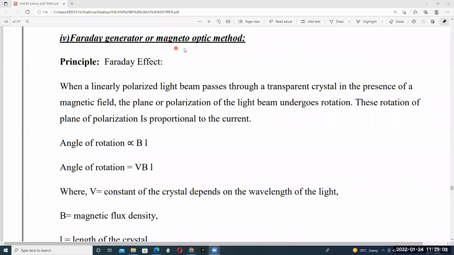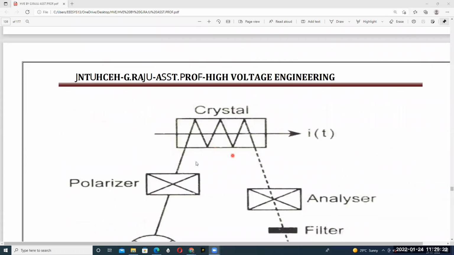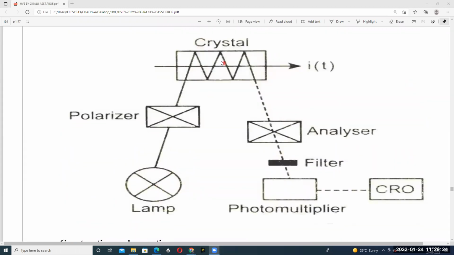Faraday generator or magneto optic method. By using this method, we can measure very high values of direct currents. The operating principle is called the Faraday effect. When a linearly polarized light beam passes through a transparent crystal in the presence of a magnetic field, like this, the light beam is passed through a crystal through a polarizer.